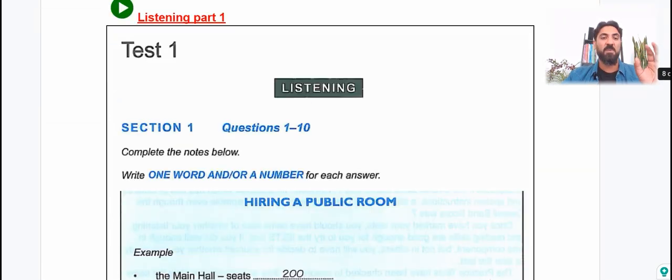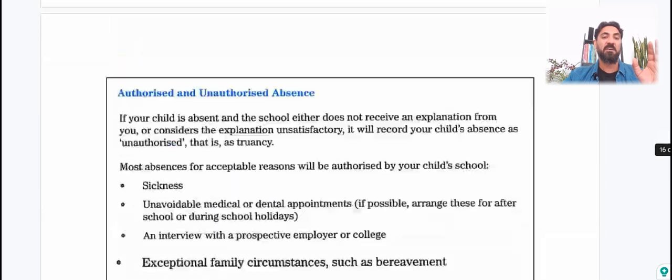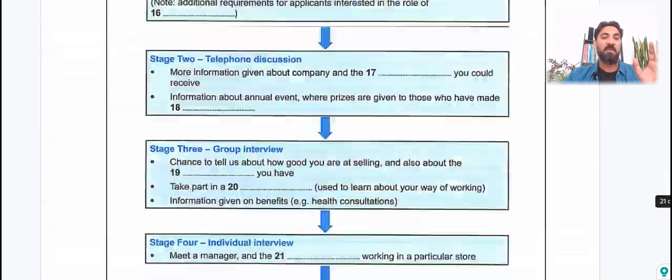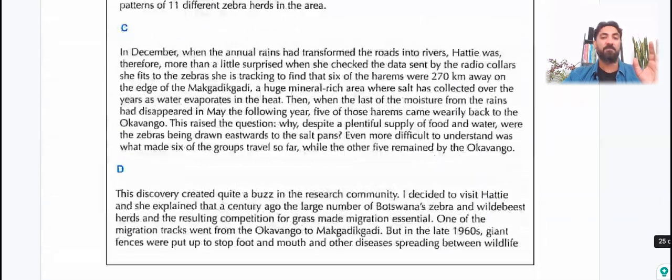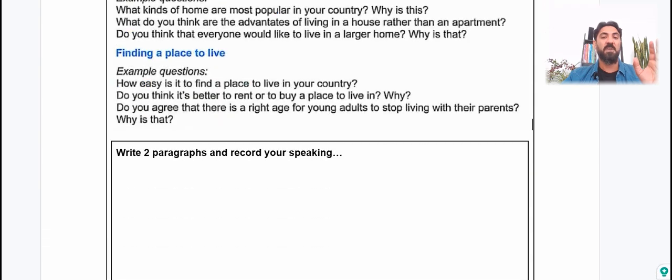Then we explained each part, which are the listening, the reading, the writing, and the speaking.